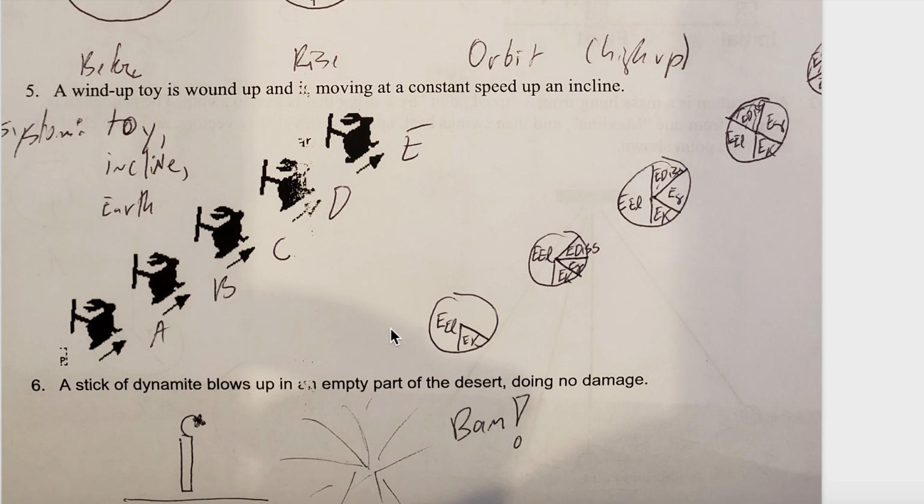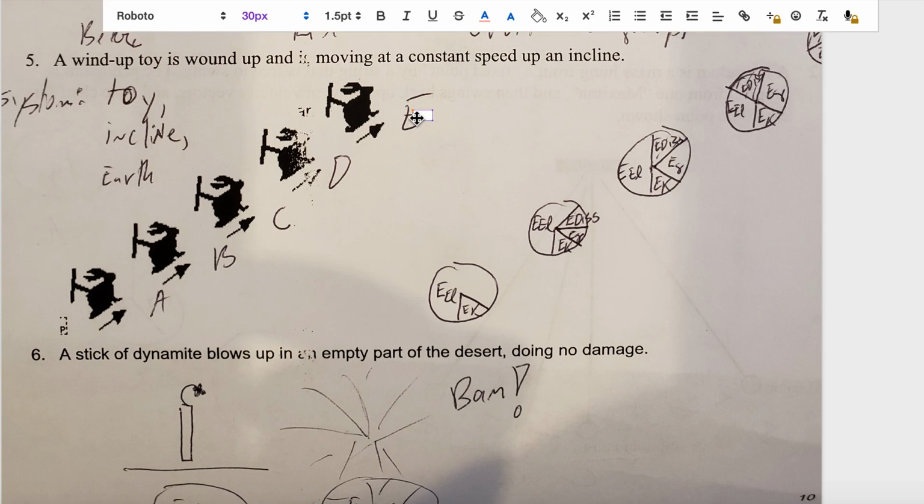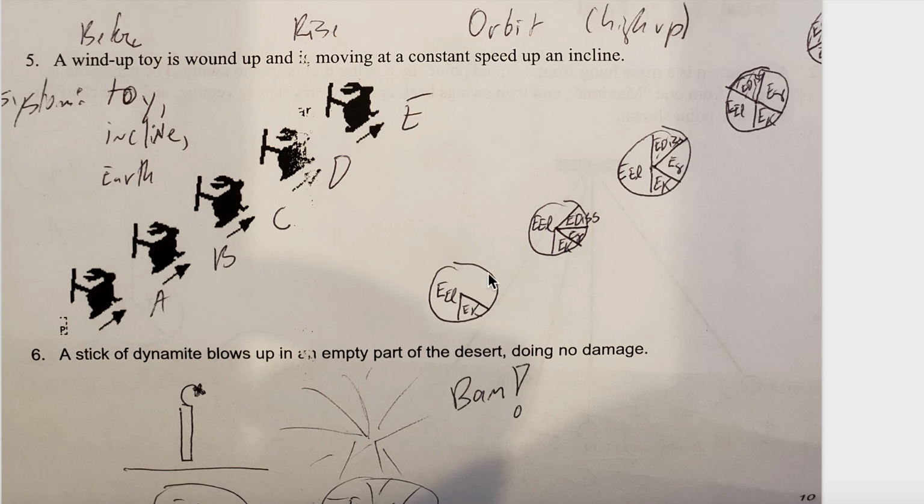Number 5 is a wind-up toy. So we're starting with A down here and going up. Any wind-up toy that we have is always going to be based off of elastic energy, because as you're winding it up, we have elastic energy. So at the beginning, we have a lot of elastic energy, and we have kinetic energy. Our kinetic energy, you'll notice, will be constant throughout. So if you look at all these pies, it's going to be exactly the same.